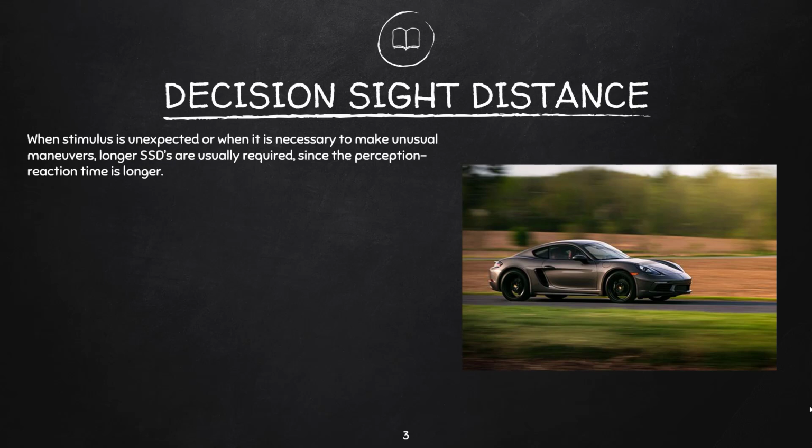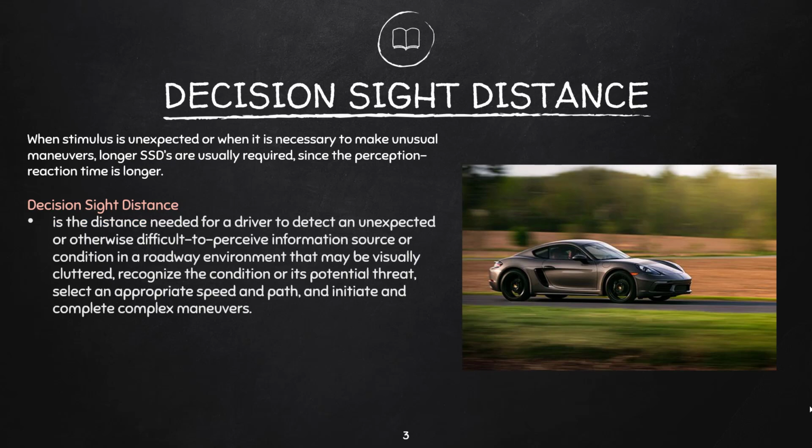Will it be a stop? Will it be a change in speed, a change in direction, and so on? So decision sight distance is defined as the distance needed for a driver to detect an unexpected or otherwise difficult to perceive information source or condition in a roadway environment that may be visually cluttered, recognize the condition or its potential threat, select an appropriate speed and path, and initiate and complete complex maneuvers.